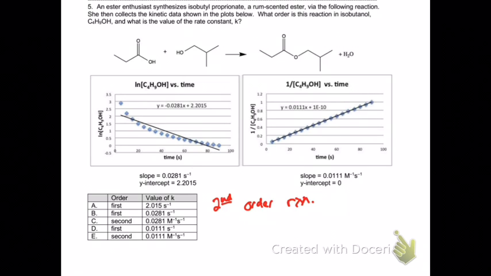The other thing that we can glean from this is, we're trying to find the rate constant. So remember that if we plot 1 divided by concentration versus time and we get a linear trend, our slope is going to be equal to our rate constant K, which means that the rate constant K is just going to be equal to 0.0111 molarity to the -1, S to the -1. So the answer is E.